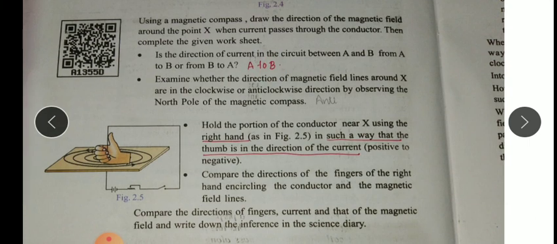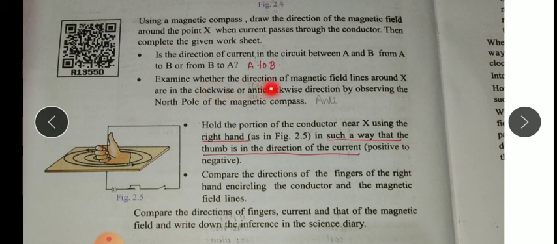In the textbook, page number 36, you can see some more questions. Is the direction of the current in the circuit between A and B from A to B or from B to A? So here you can see the direction of the current is from A to B.